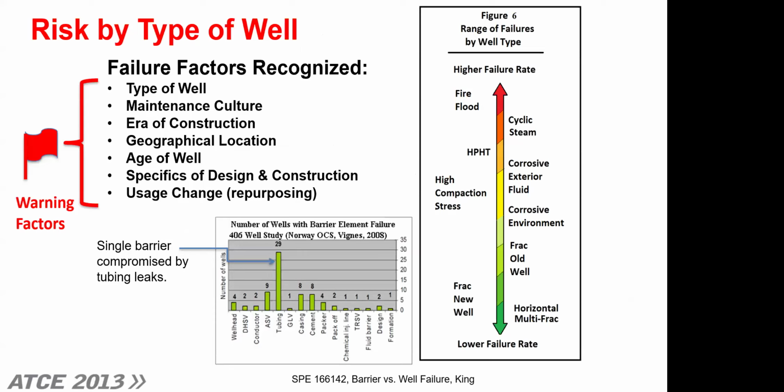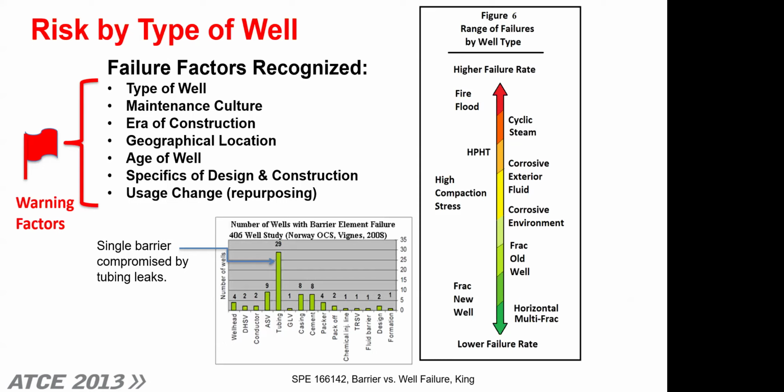The risk by type of well. And then over here on the right-hand side, you will see that figure 6. And by the way, this is from a reviewed and published paper that I put out, and I have that in the references below. But the higher failure are things like cyclic steam, high pressure, high temperature, corrosive exterior fluids. Those things are all generally field wide. And when you start seeing one, you're going to see others. Some of the safest ones are the horizontal multi-frac. If they have barriers in the vertical section, you get away from a lot of this problem. So those are at a much lower failure rate.